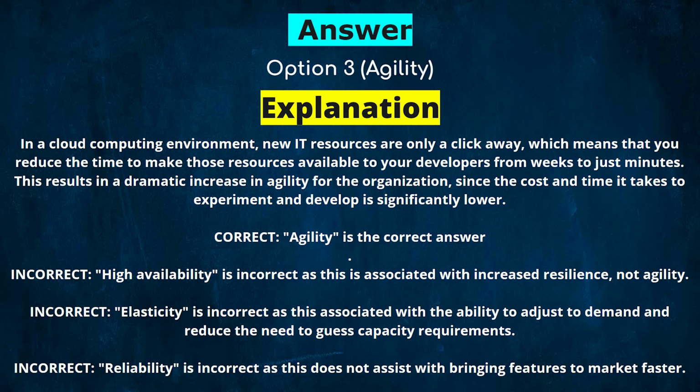High availability is incorrect, as this is associated with increased resilience, not agility. Elasticity is incorrect, as this is associated with the ability to adjust to demand and reduce the need to guess capacity requirements. Reliability is incorrect, as this does not assist with bringing features to market faster.